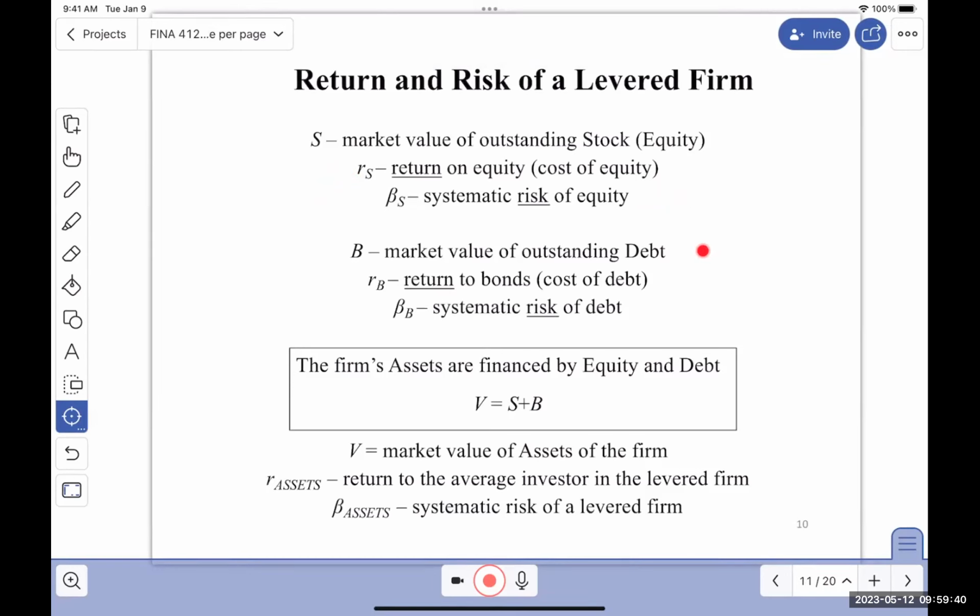So now we introduce debt, bondholders. B is the market value of outstanding debt. RB is the return to debt, or the return to bonds, cost of debt. What would be RB? That's the yield to maturity. Bonds, go back to bonds. So you can't forget, as I explained, you need to know all this material. You need to know annuities. You need to know bond valuation. It's all like, it's not partitioned. Even though I gave you 3 tests, you need to know it all for the final.